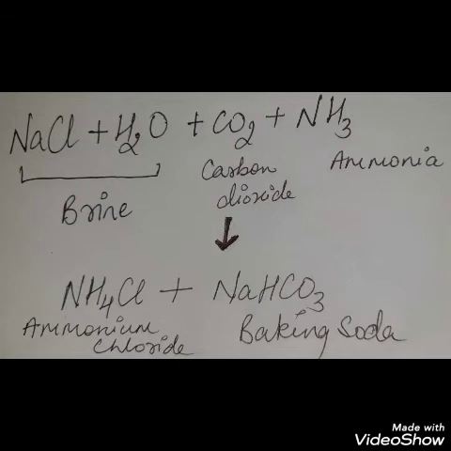Let us now study how sodium bicarbonate or baking soda is produced on large scale in the industries. Sodium bicarbonate is produced on large scale by reacting brine with ammonia and carbon dioxide. So when brine, that means NaCl and water, combines with ammonia and carbon dioxide, the products formed will be ammonium chloride and sodium bicarbonate, which is baking soda.